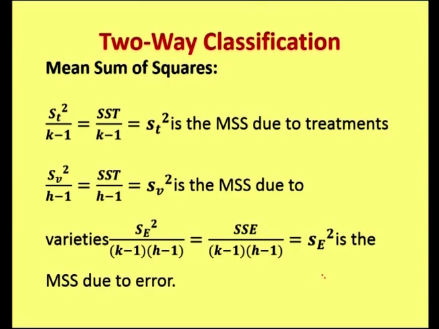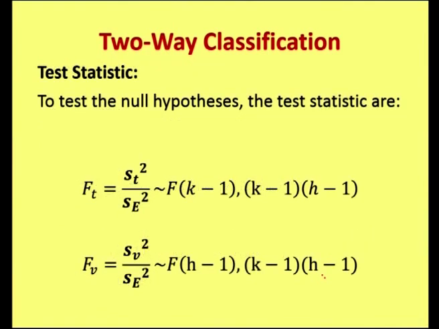The next step is to obtain mean sum of squares by the usual procedure, dividing the total sum of squares by its respective degrees of freedom. So, here we obtain mean sum of squares due to treatments, varieties and error, and the test statistic to test the null hypothesis we defined earlier. Since we have 2 factors affecting the values in the data, we have the 2 sets of null hypothesis, and here we have 2 test statistics. The first one is for treatments and the second one is for varieties.